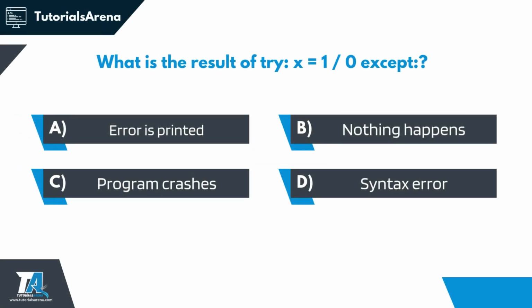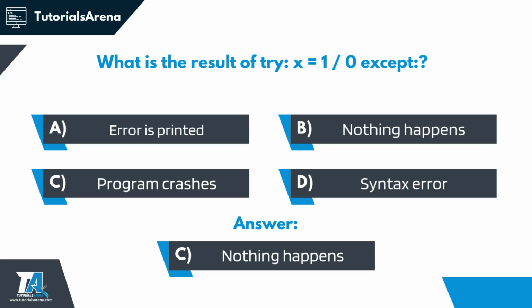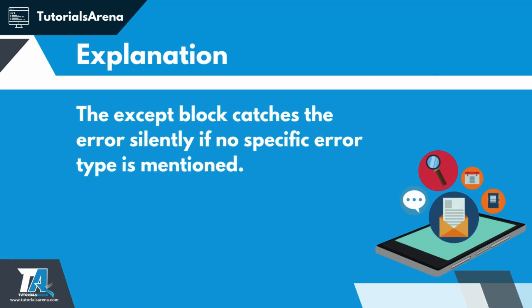What will be the result of this expression? The correct option is option B, nothing happens. The except block catches the error silently if no specific error type is mentioned.